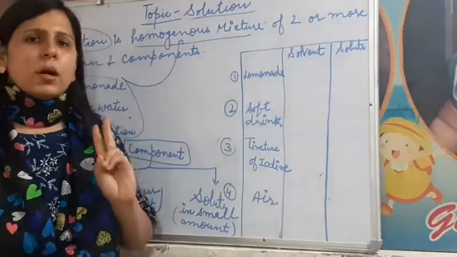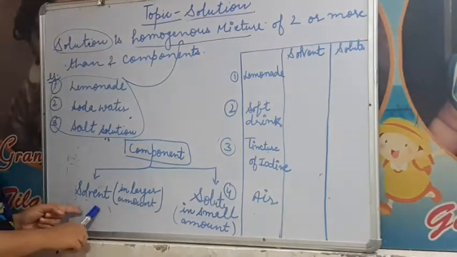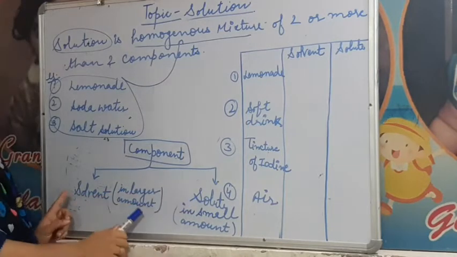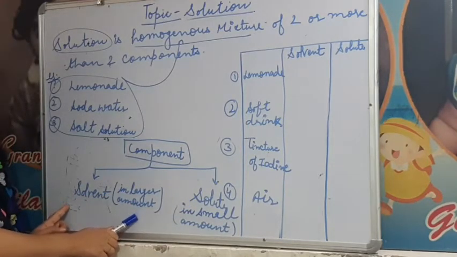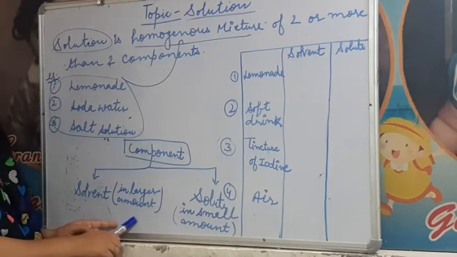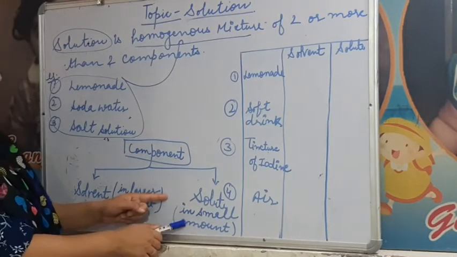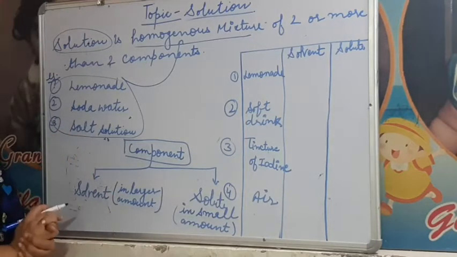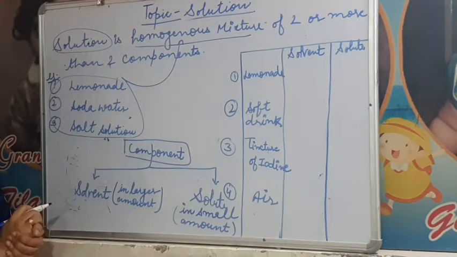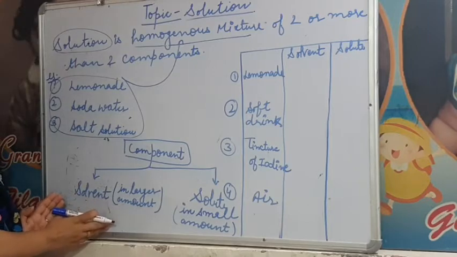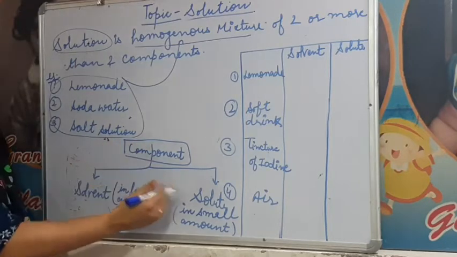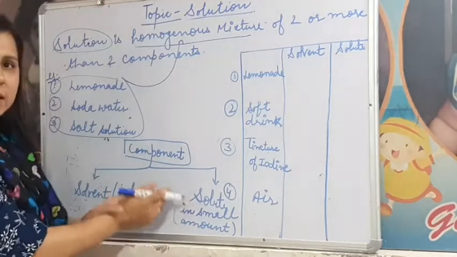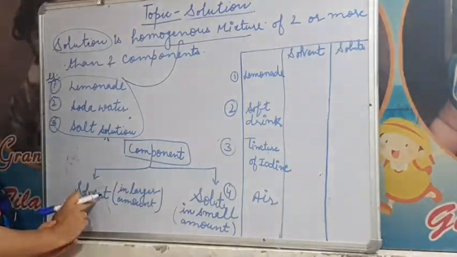Solution has two components. One is solvent, and the second one is solute. Solvent is that component of solution which is present in larger amount in the solution, and the second one, that is solute, is present in small amount as compared to the other component. Or you can say that solvent is the medium of the solution in which you are dissolving the other component, and solute is that component of solution which is dissolvable in solvent.